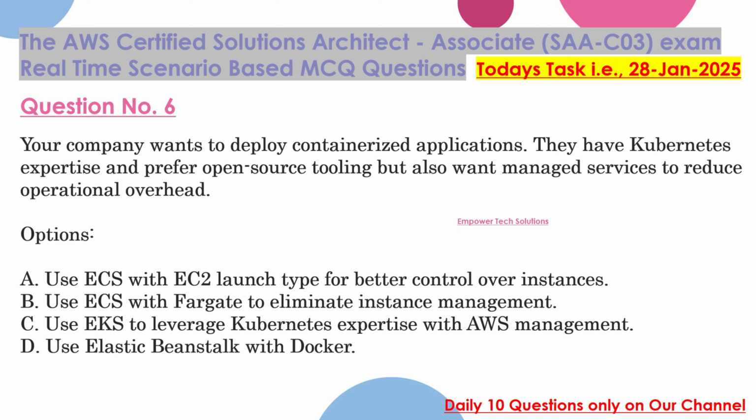Question 6. Your company wants to deploy containerized applications. They have Kubernetes expertise and prefer open-source tooling, but also want managed services to reduce operational overhead. Options: A. Use ECS with EC2 launch type for better control over instances. B. Use ECS with Fargate to eliminate instance management. C. Use EKS to leverage Kubernetes expertise with AWS management. D. Use Elastic Beanstalk with Docker.